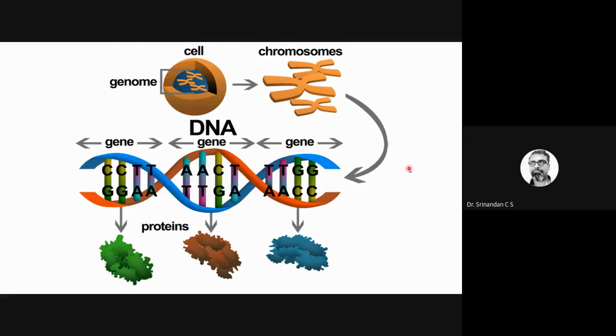I think around 20,000 or plus genes together will constitute 20,000 plus, which means there are different 20,000 plus proteins which will be coded, and all the genes together will become the genome. And in higher organisms, there are different kinds of chromosomes.